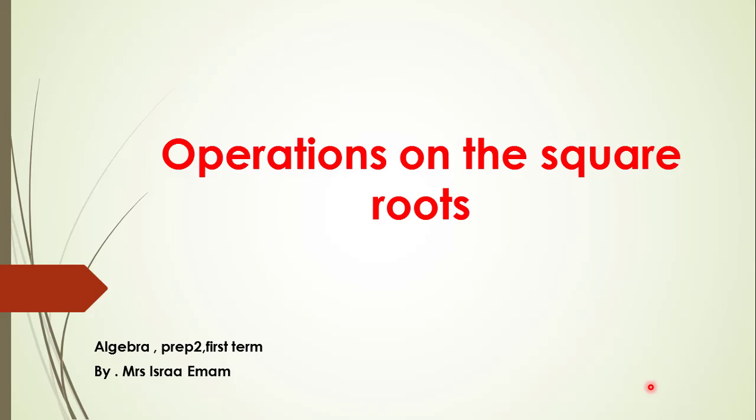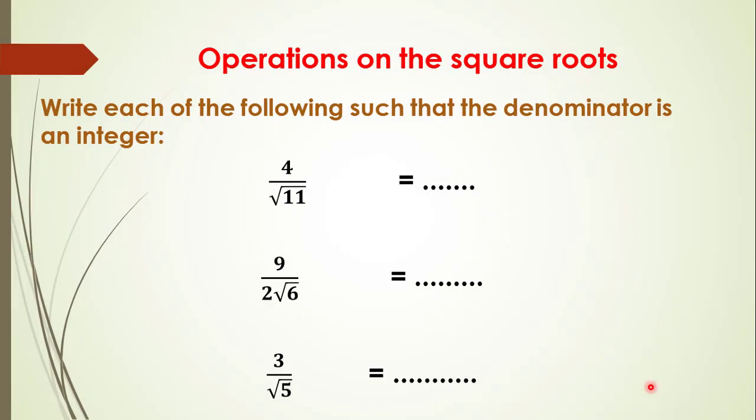Our session today is about operations on the square roots. At first we want to know how to deal with a real number with a square root in the denominator. In this case we will multiply up and down by the square root because we don't want any square root in the denominator. For example, in this exercise, write each of the following such that the denominator is an integer.